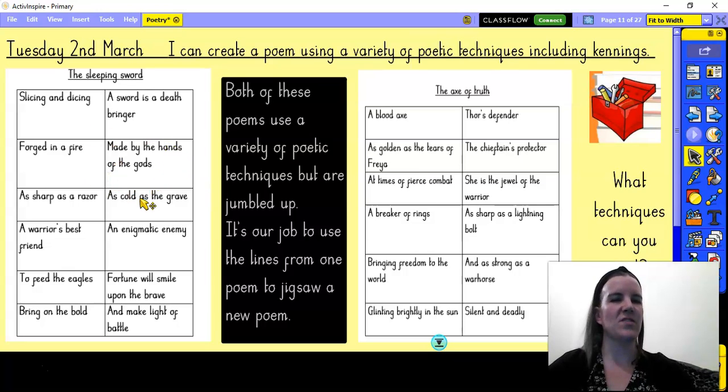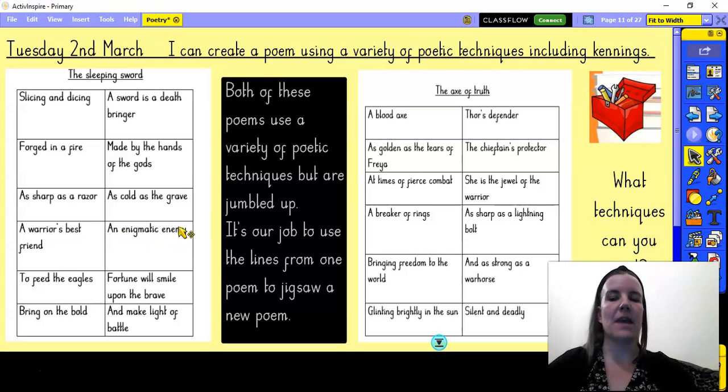Okay, it's a little bit of description, perhaps not necessarily one of those features that we talked about, but that's still quite figurative in the fact that it puts an image in our mind, doesn't it, when we read that? As sharp as a razor, a simile. As cold as the grave, another example of a simile. A warrior's best friend. That could be an example of a metaphor there, couldn't it? Because it's not a person to be a friend, but we're saying it is a warrior's best friend. That could be an example of a metaphor.